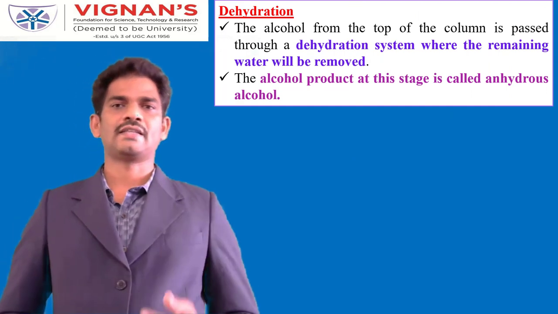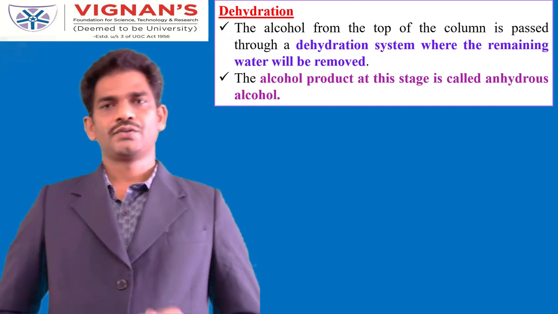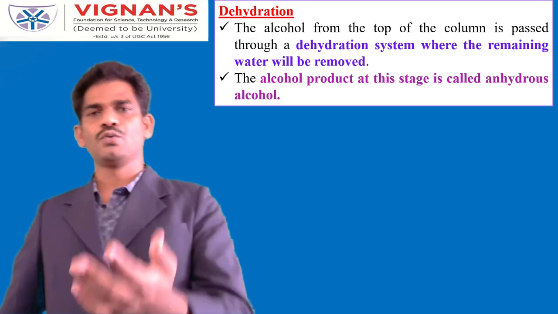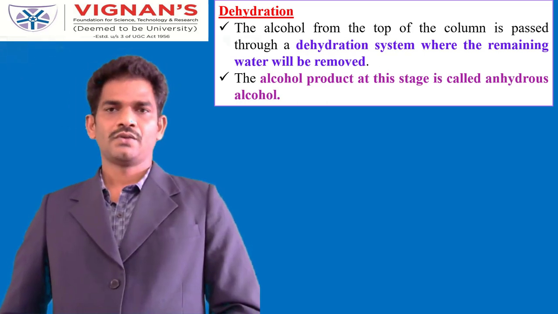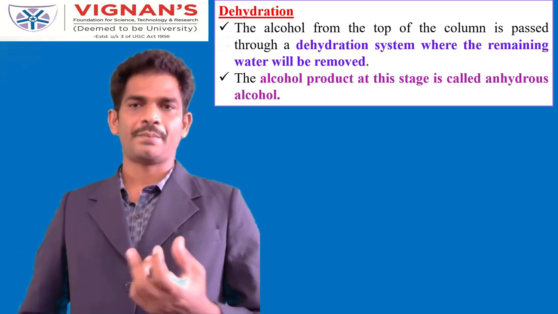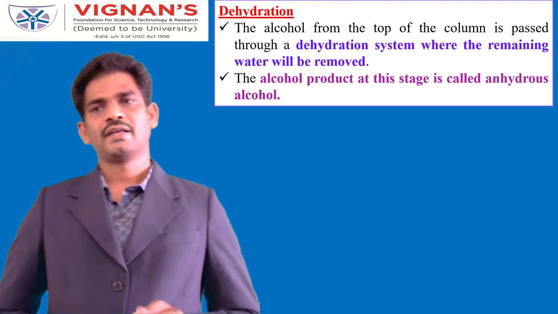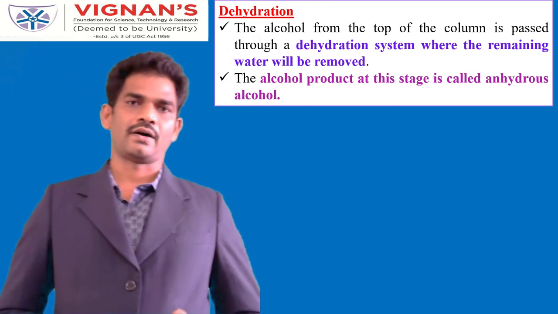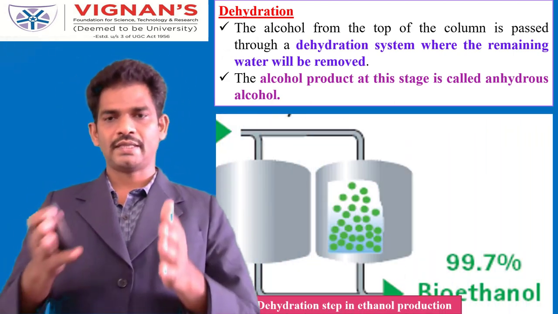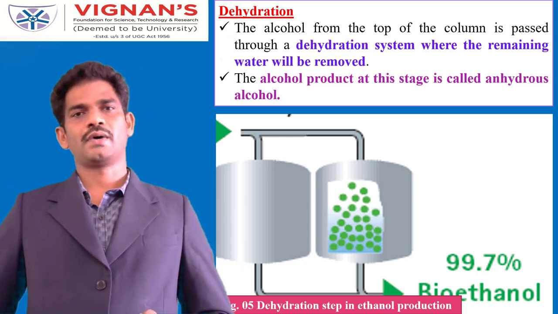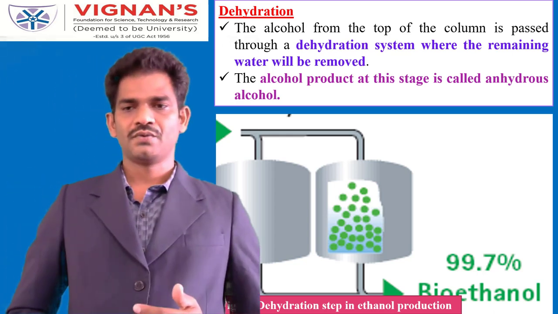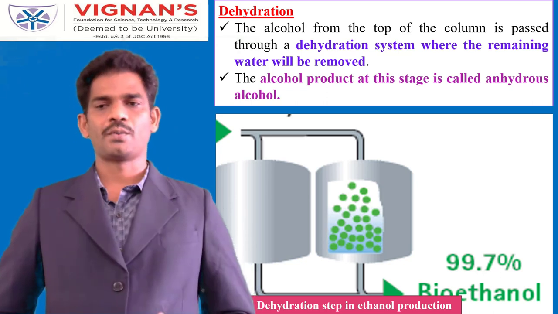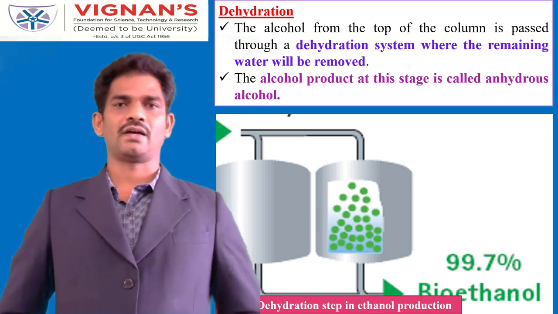And the last stage is the dehydration stage, where you can remove the water. The alcohol product formed at this stage is called anhydrous alcohol. You can see here a typical view of a dehydration unit. With this, we can achieve a higher percent recovery of the ethanol.